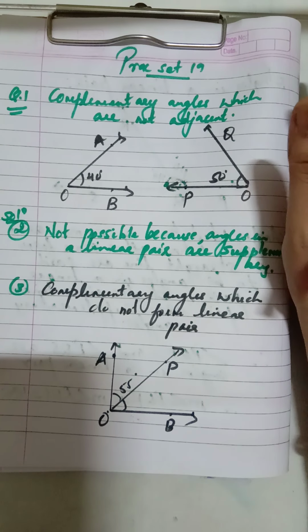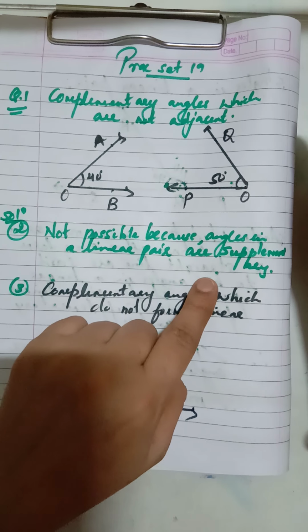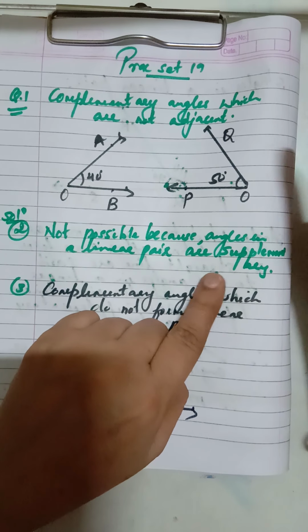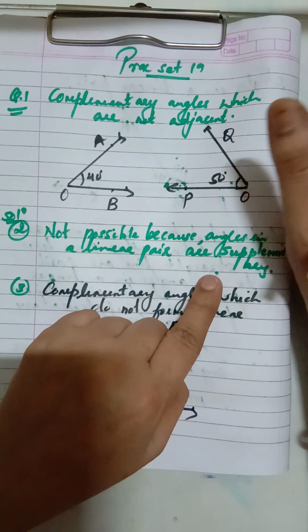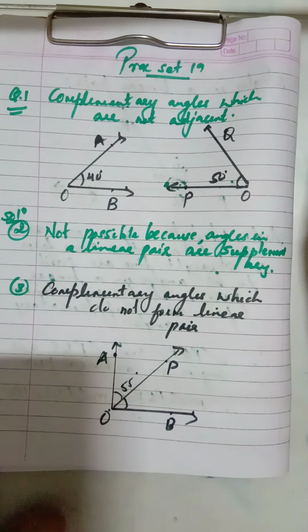So it is impossible, that means not possible, because angles in a linear pair are supplementary, meaning they are measuring 180 degrees. So we cannot draw this figure. Second one, the figure is not possible.